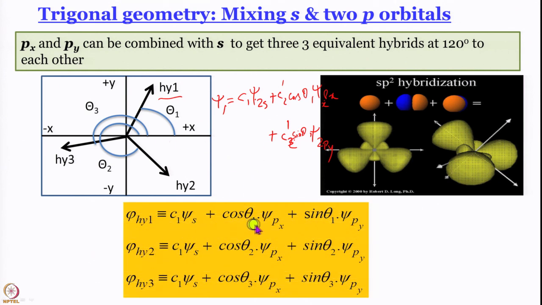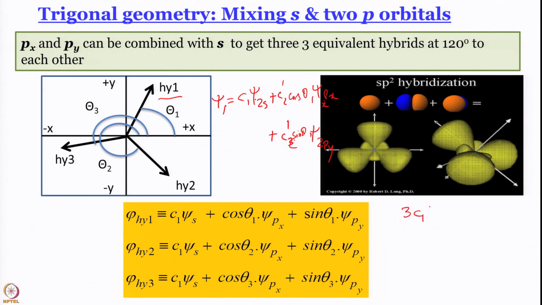Here I am not even trying to normalize yet. Actually, there should be a normalization constant multiplying this. These C1s, see what we have written. We have written same C1 for psi s everywhere. Why? Because the contribution of s to all the orbitals has to be same. We are working with equivalent orbitals. So, s character is same. Also, there is only one 2s orbital in the atom.